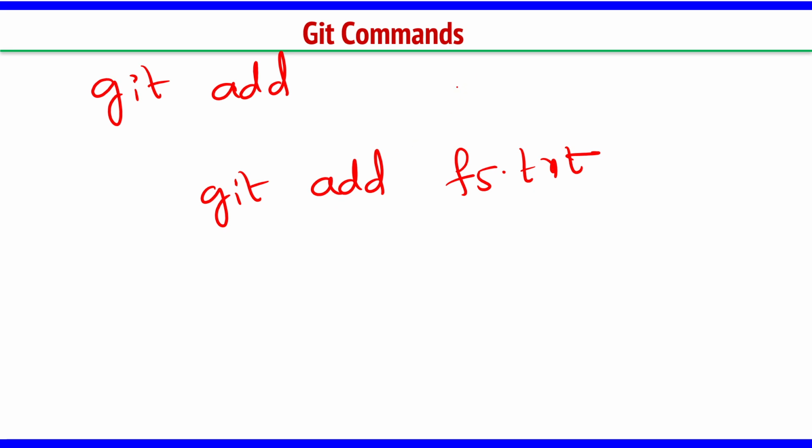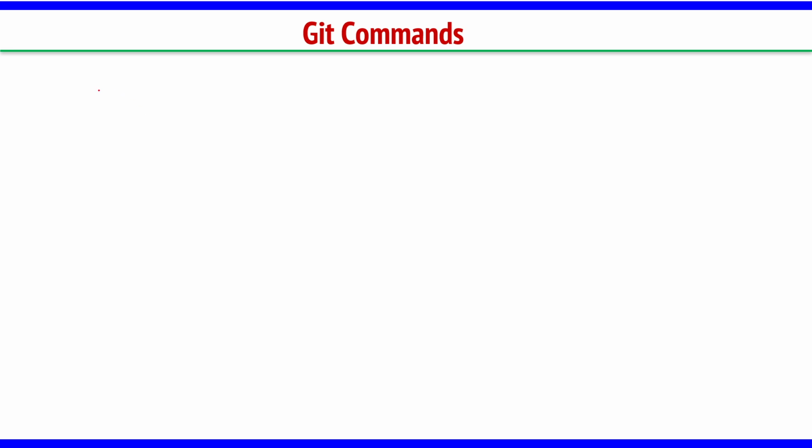Git status will show me the untracked files. Untracked means the ones which are not yet committed. Okay, so I can use the git add command, right? I can use git add to put them into the staging area, right? Next is git commit.